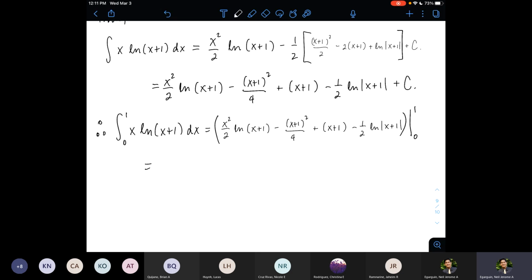So I plug in 1 first, so we'll get what? We'll have 1/2 ln of 2 minus 2 squared over 4, so that's going to be 1, plus 2 minus 1/2 ln of 2. And then minus, I'll plug in 0, so I'll get 0 there. I get minus 1/4, then I'll get the plus 1, and then I'll have a minus 1/2 ln of 1.